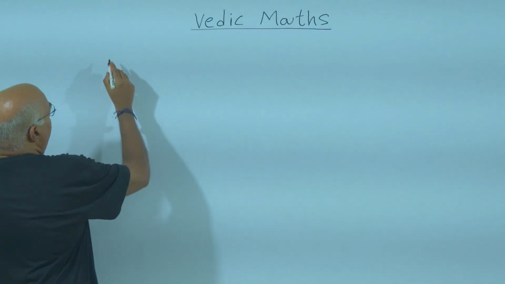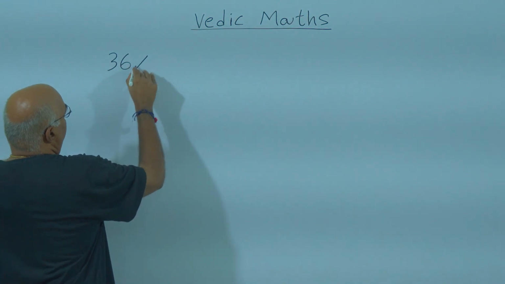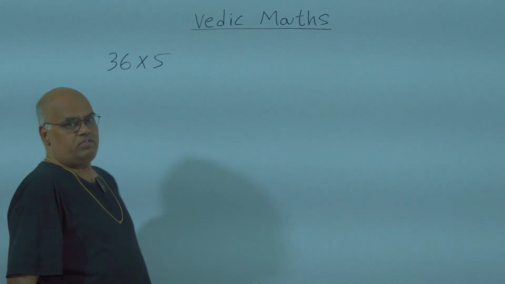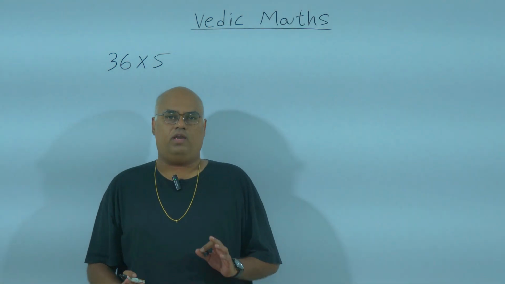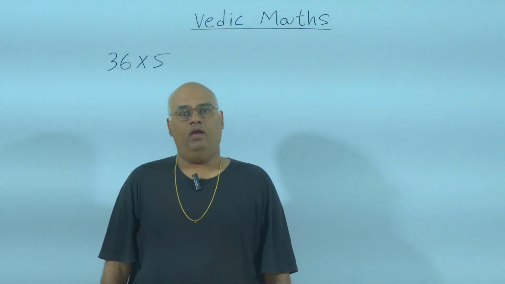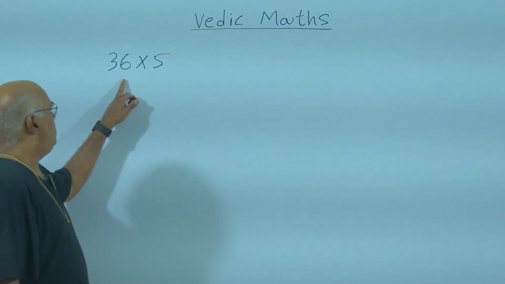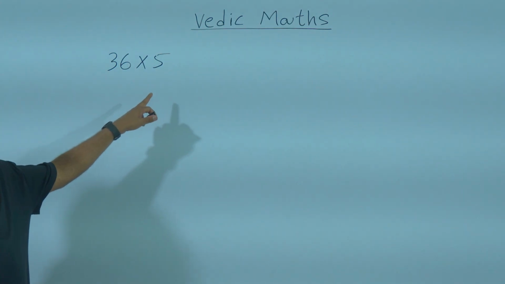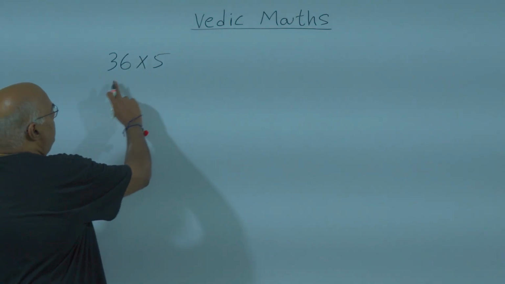I will take a simple even number, say 36 into 5. So I have to multiply 36 with 5. I hope that you know what even numbers are. Even numbers are nothing but numbers which are exactly divisible by 2. So 36 is an even number, that is, 36 is exactly divisible by 2. So I want to multiply 36 with 5.